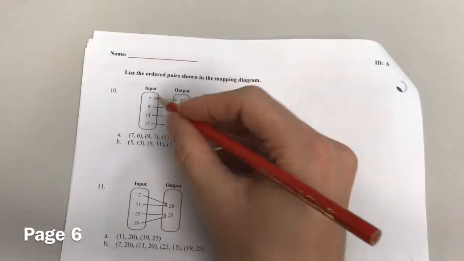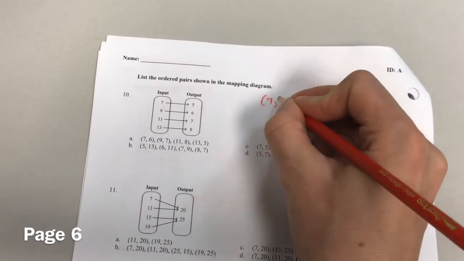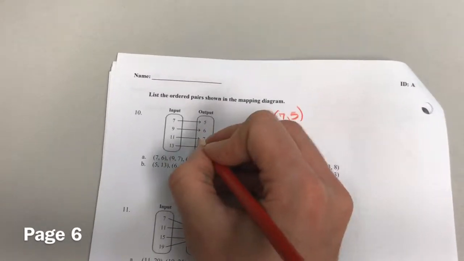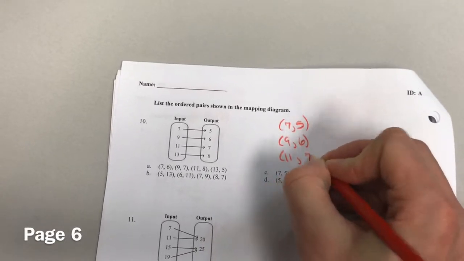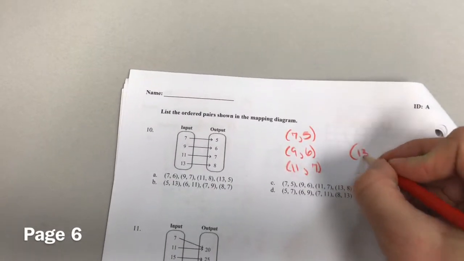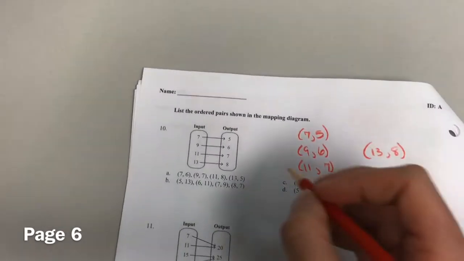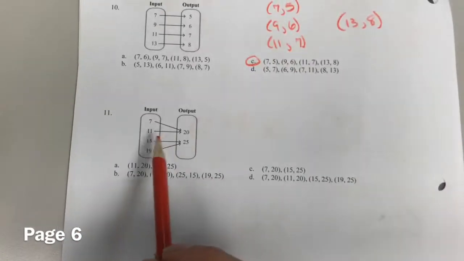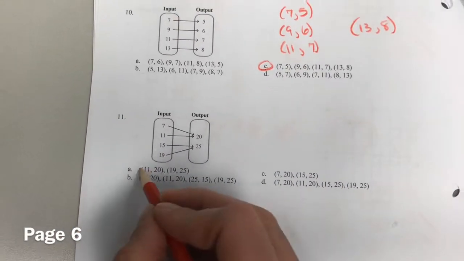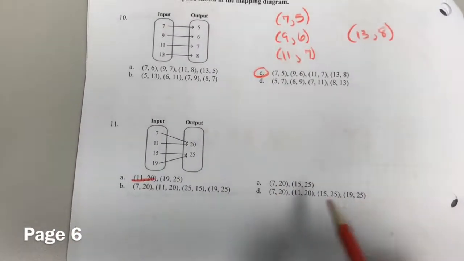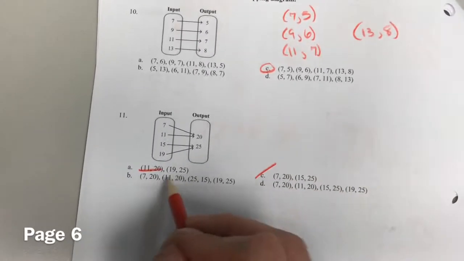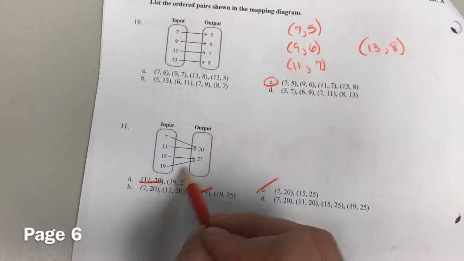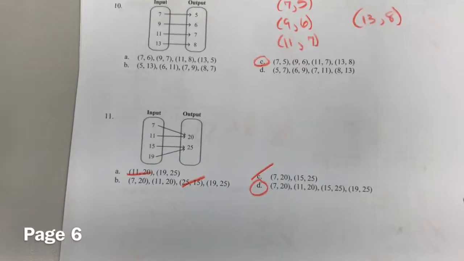List the ordered pairs. So 7 maps to 5, so that makes it (7, 5). 9 maps to 6, (9, 6). 11 maps to 7, (11, 7). 13 maps to 8, (13, 8). Done, C. For this next problem, 7 maps to 20, so (7, 20) eliminates one choice. 11 maps to 20, so (11, 20) eliminates C. 15 maps to 25, nope. 19 to 25. D.